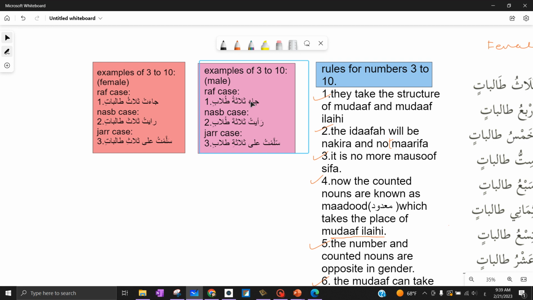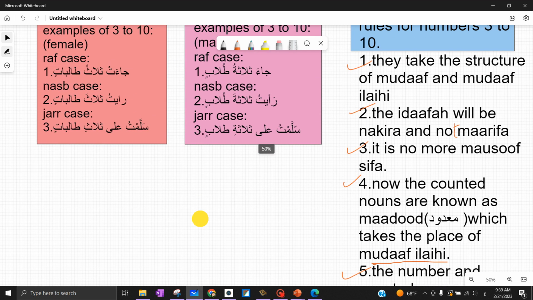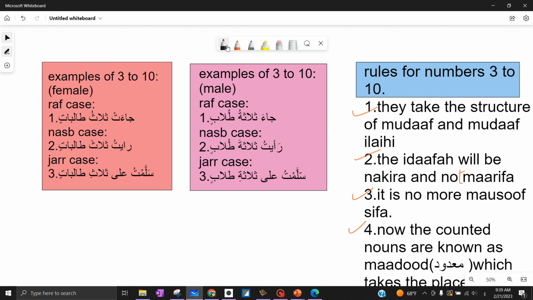For rafa' case, ja'a thalathatu tullabin. So this is our fa'il, in the position of fa'il. Fa'il plus fi'l, that's why it is having a dhamma. So this is in our rafa' case. And tullabin, as we know, is mudaf ilayhi.